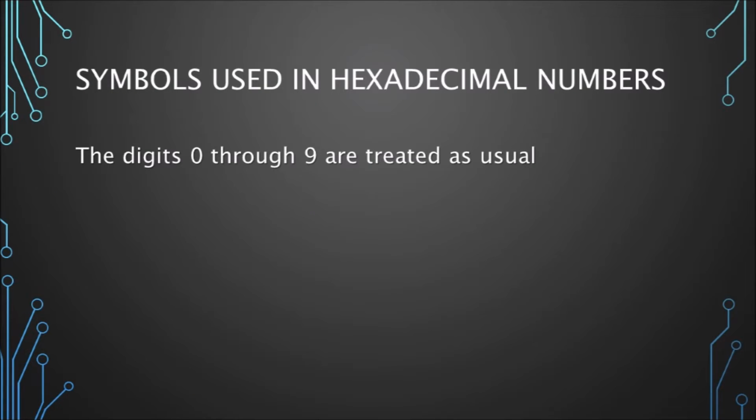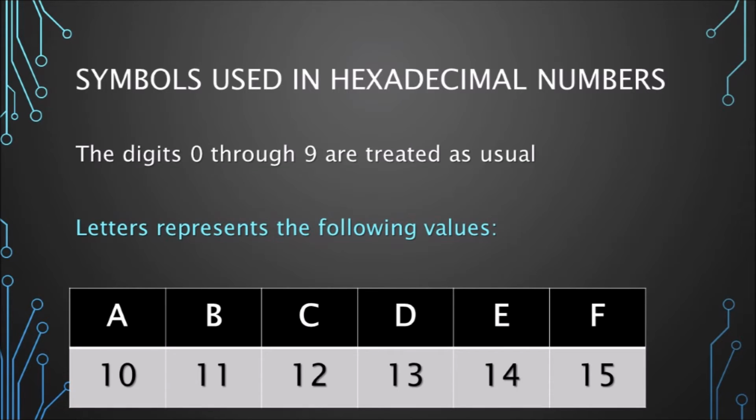Remember when we mentioned that each digit in hexadecimal representation has a value of 0 through 15? When writing hexadecimal numbers, the digits 0 through 9 have the usual value. For values 10 through 15, letters are used, usually written in uppercase. A represents 10, B represents 11, C represents 12, D represents 13, E represents 14, F represents 15.